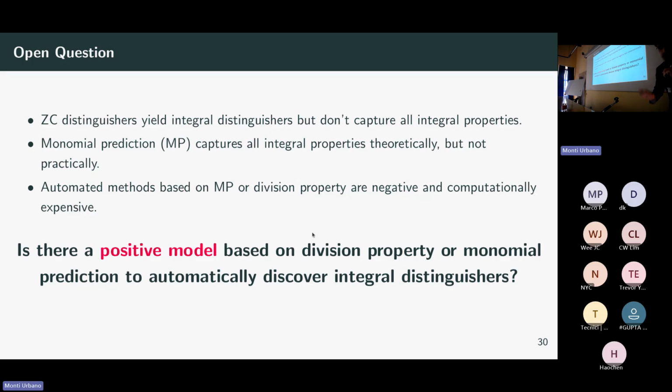I have also mentioned some of the downsides and some of the pros and cons of the different approaches. For example, monomial prediction is really a perfect method. It can capture almost all of the integral properties, but when it comes to practice, it's really slow for a large number of rounds, especially for tweakable block ciphers with a large tweak. The downside of a method based on ZC distinguisher is that, of course, it cannot capture all of the integral properties. The relation is just kind of one way. If you have a zero correlation distinguisher, it is converted to integral distinguisher, but the converse is not necessarily true. We cannot capture all of the integral properties, okay?